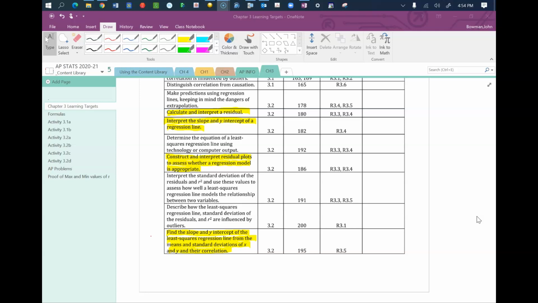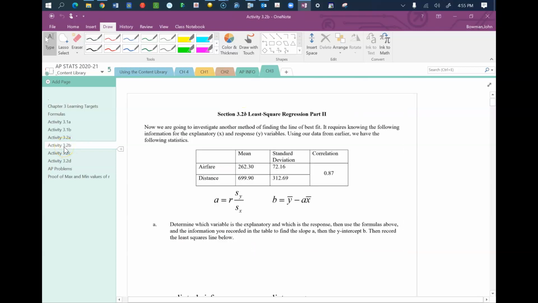We are going to, not in this order necessarily, calculate and interpret what a residual is, interpret the slope and y-intercept of a regression line, which we've done a little bit of already, construct and interpret residual plots to determine whether a regression model is appropriate, and find the slope and the y-intercept of the least squares regression line from the means and standard deviations of x and y along with the correlation. So let's get started with the last thing first.